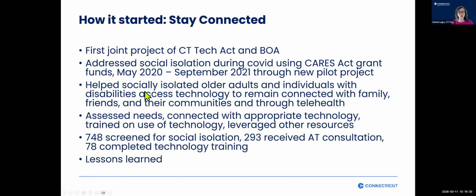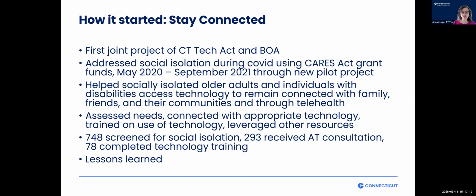So as Marky stated, during COVID back in 2020, we had our first opportunity to really work together through our Aging and Tech Act projects to collaborate and serve older adults 60 and older and adults with disabilities who were experiencing social isolation as a result of COVID. We created Stay Connected by identifying individuals at risk of social isolation, distributing tablets and hotspots, and providing them with training to help them re-engage with their family, with their friends, with their community, and also connect to telehealth.